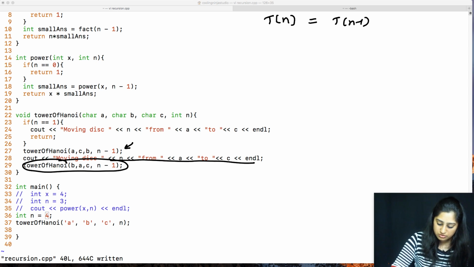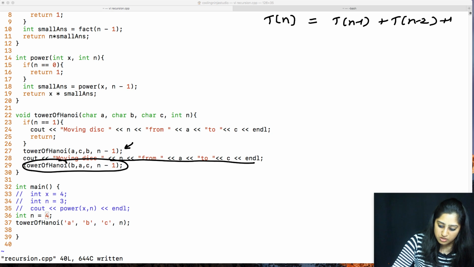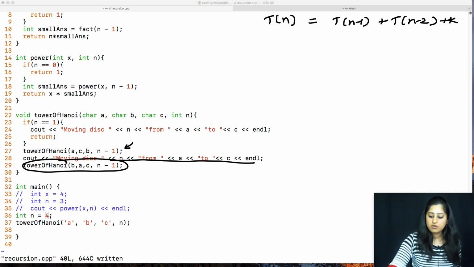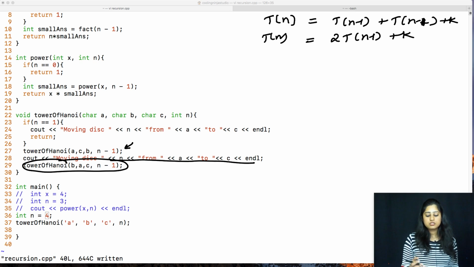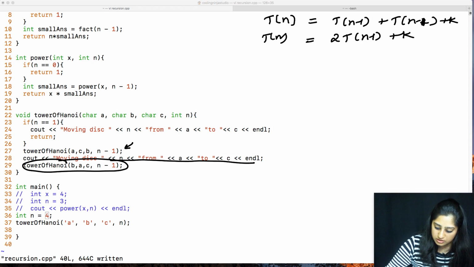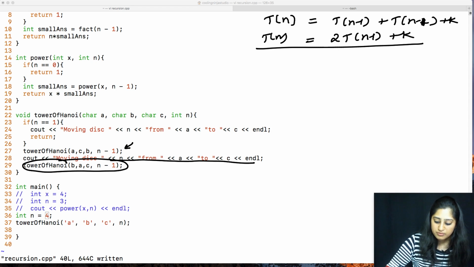So that means I have to solve 2 problems of size, sorry, that should be n minus 1. I have to solve 2 problems of size n minus 1. So that is T(n) = 2T(n minus 1) plus some constant k. Basically this is the problem that I have to solve. So this is the recursive equation for the problem. I think it's easier to understand this way.